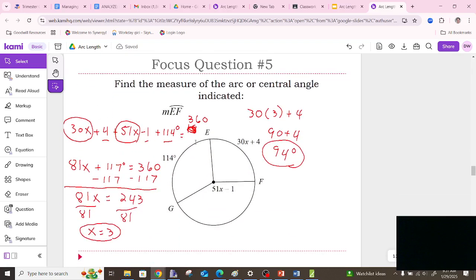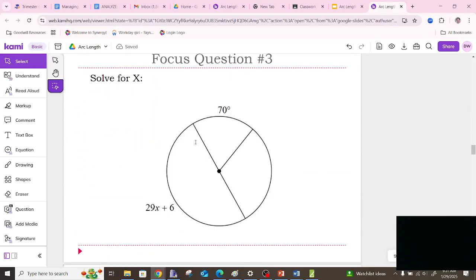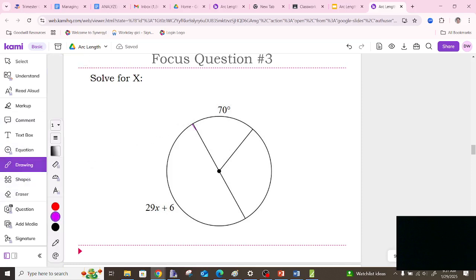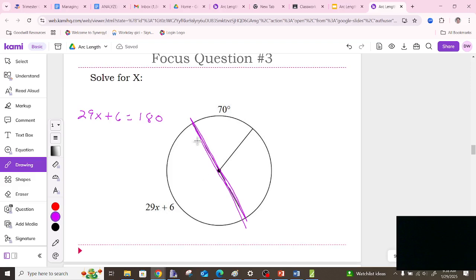Yes. It wouldn't matter because it wouldn't be true. I'm glad you asked that question. So here's the diameter, right? So this side's 180 and this side's 180. You wouldn't add the 70 to it because this is where you're cutting it in half. So this one would just be 29x plus 60 has to equal 180. Okay? And this should be review.